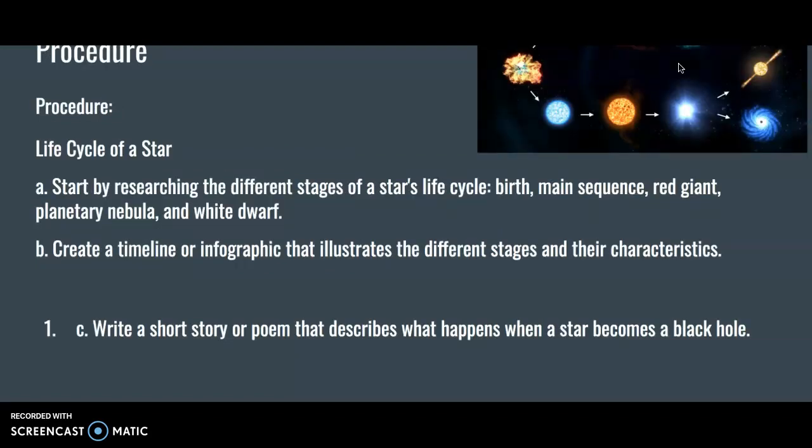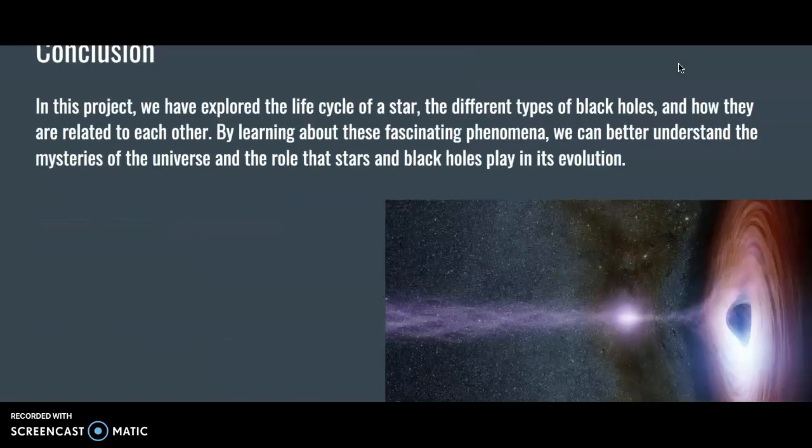So, the procedure is the life cycle of a star, as you can see in this picture. Start by researching different stages of a star's life cycle. Easiest, use Google, like its birth, main sequence, the red giant, the planetary nebula, and the white dwarf. Then create a little timeline that illustrates this. With this timeline, you could have dates, or you could just show where we start and where we end. Then write a short poem that describes how the star becomes a black hole.